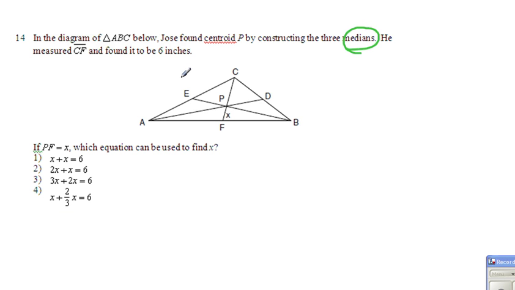Here, medians. Centroid. It means the ratio has to be 2 to 1. So that means CP here is 2 times PF. If PF is x, then CP must be 2x. Hence, trying to express this one, that means we have 2x plus x. The total length must be 6. So 2x plus x goes to 6. That choice number 2 becomes our answer.